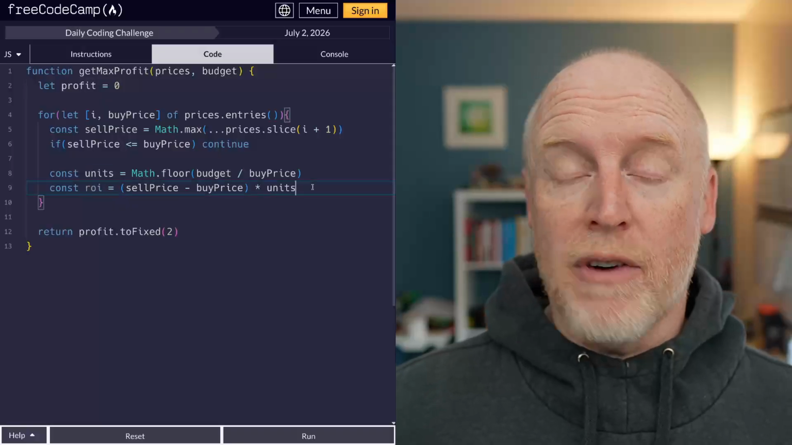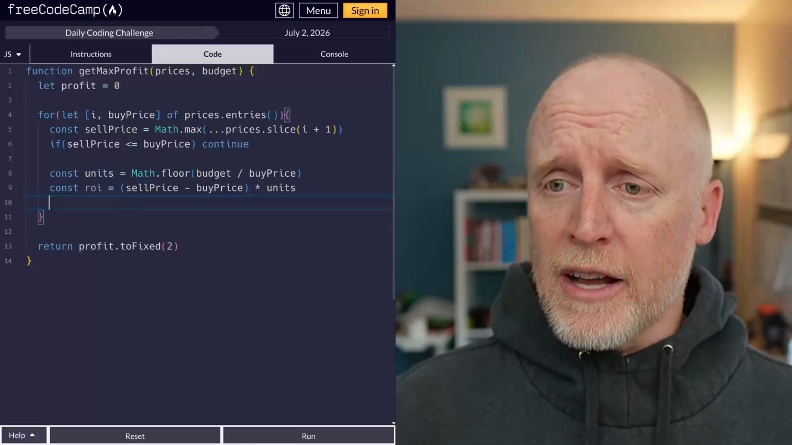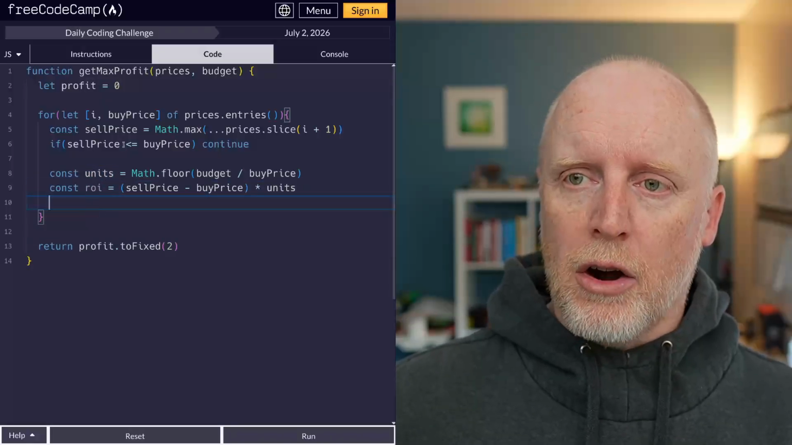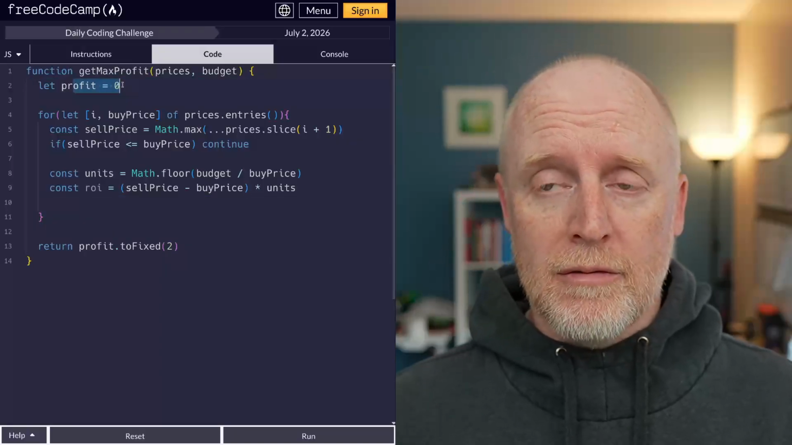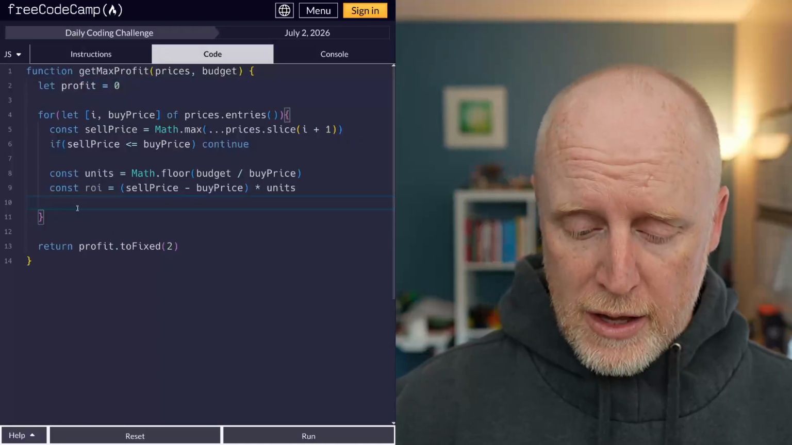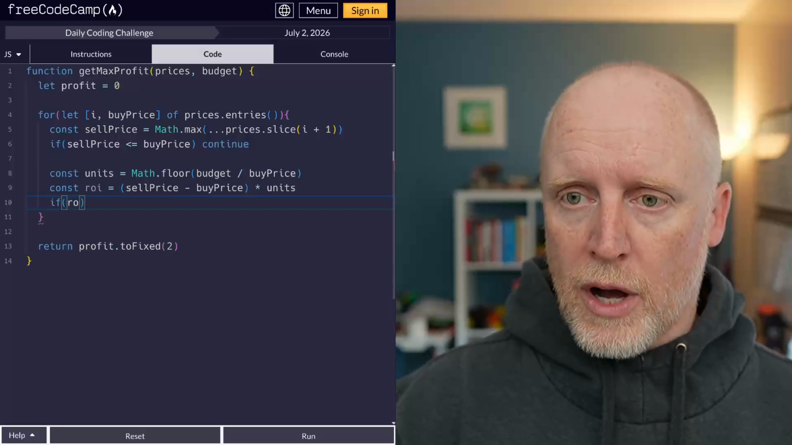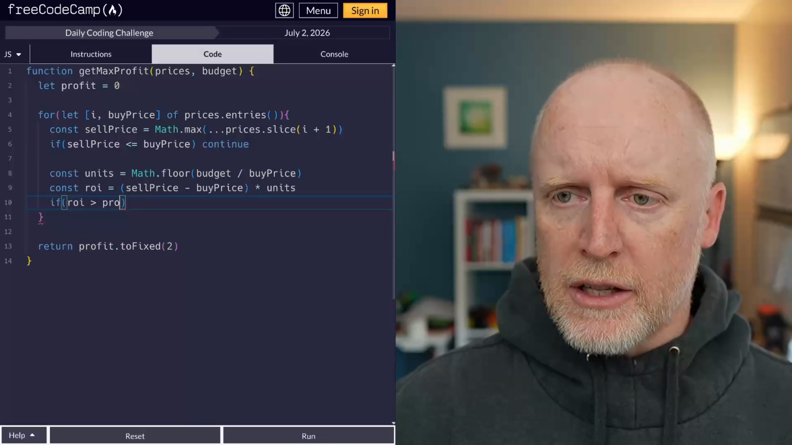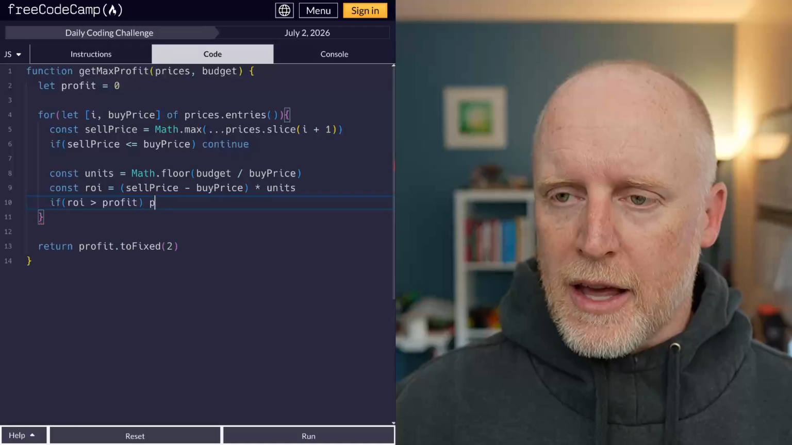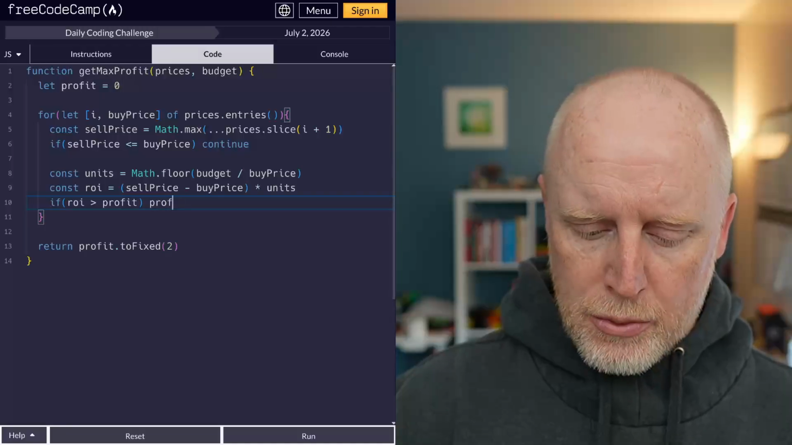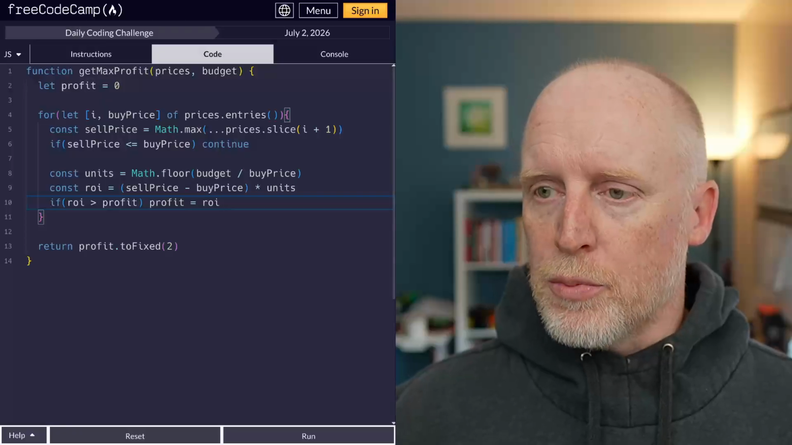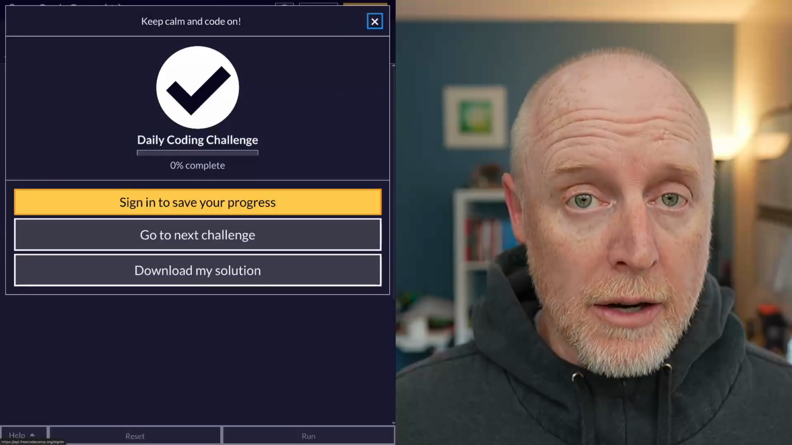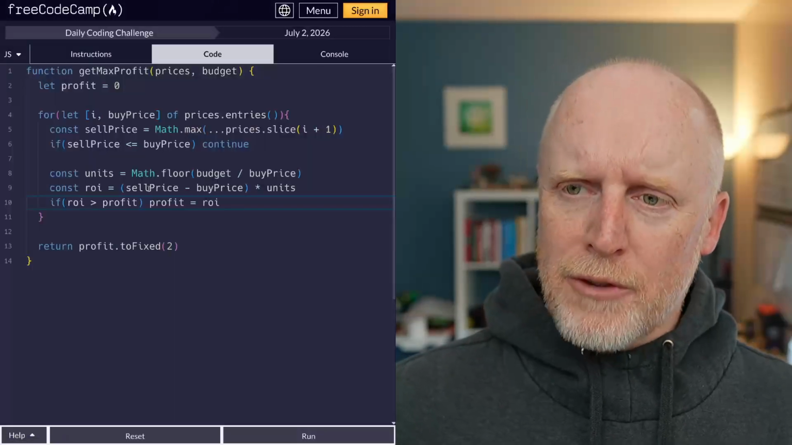At which point the final step is to see if ROI is greater than profits. And if it is, then we change profits, right? So if ROI is greater than profit, just like this, then profit equals ROI, at which point it is done, okay? So a few steps.